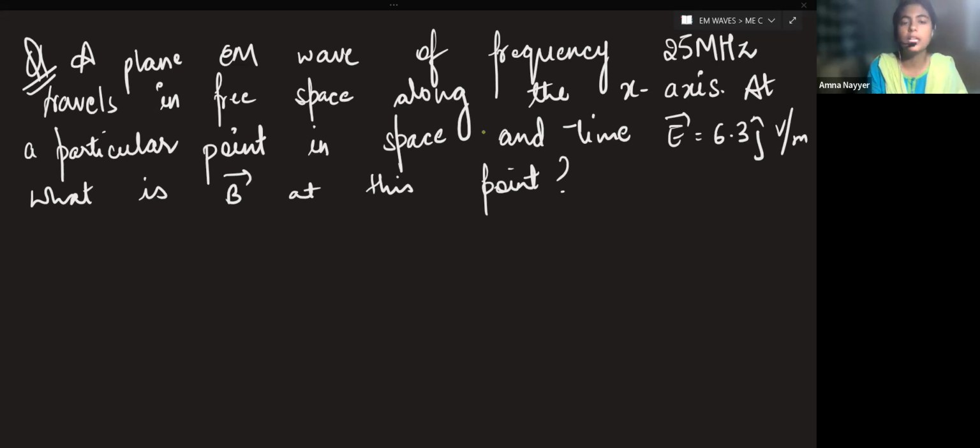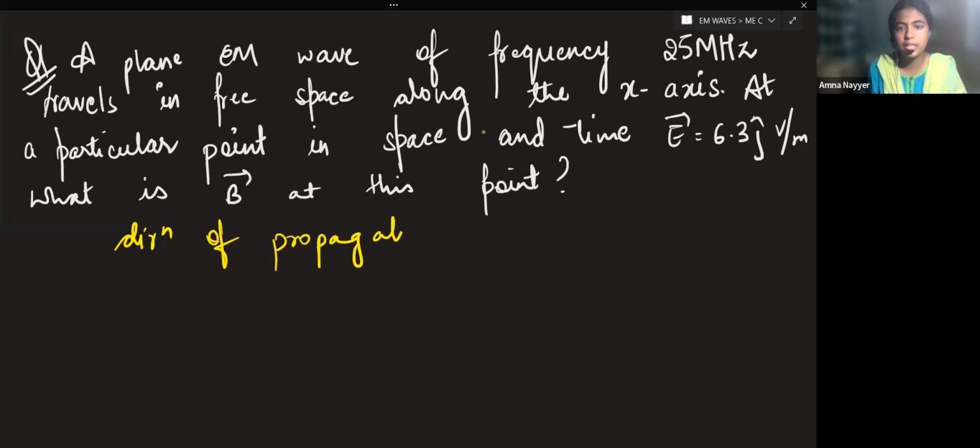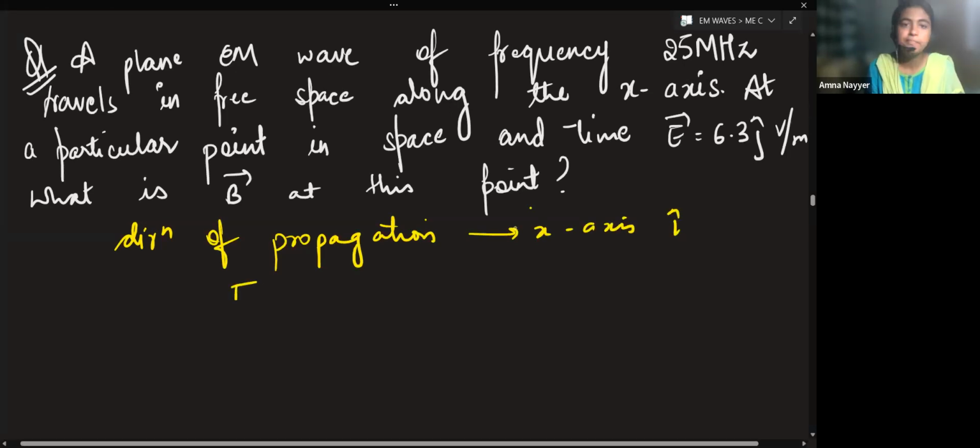See, it says what? A plane electromagnetic wave of frequency 25 megahertz travels in free space along x-axis. So direction of propagation, this is along which axis? This is along x-axis. That is, you can say i cap. Electric field is given as 6.3 j cap units.